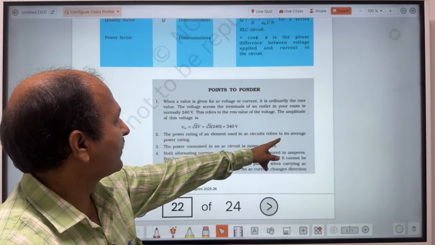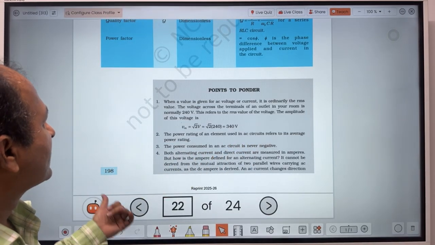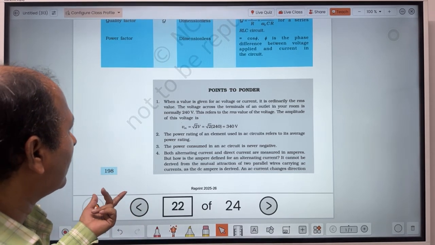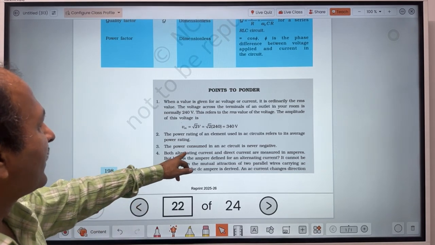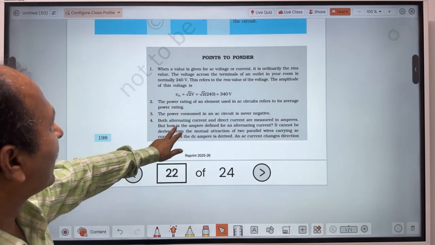The power rating of an element used in an AC circuit refers to its average power rating. You must have seen that on a bulb it is written like 60 watt 220 volt. So we can use that for calculating the resistance. The power consumed in an AC circuit is never negative, of course.